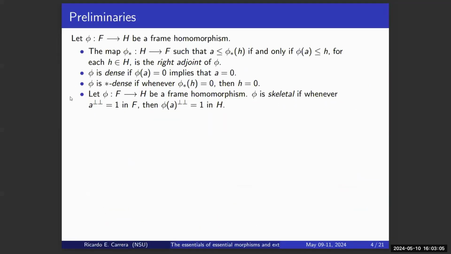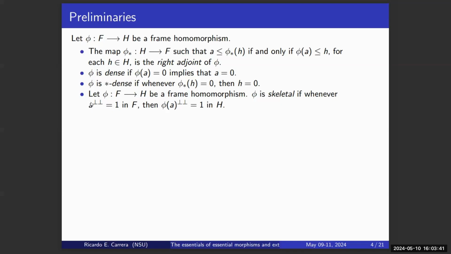In terms of morphisms, these particular types of morphisms and properties of morphisms will be of particular interest to us. So first of all, if you have a morphism phi from F to H, then phi star is going to denote its right adjoint. It's well known that the right adjoint preserves all existing infima. If you have the map phi from F to H, it's said to be dense if phi of A is equal to 0 implies that A is equal to 0. And phi is said to be star dense if phi star of H is equal to 0, then H is equal to 0.